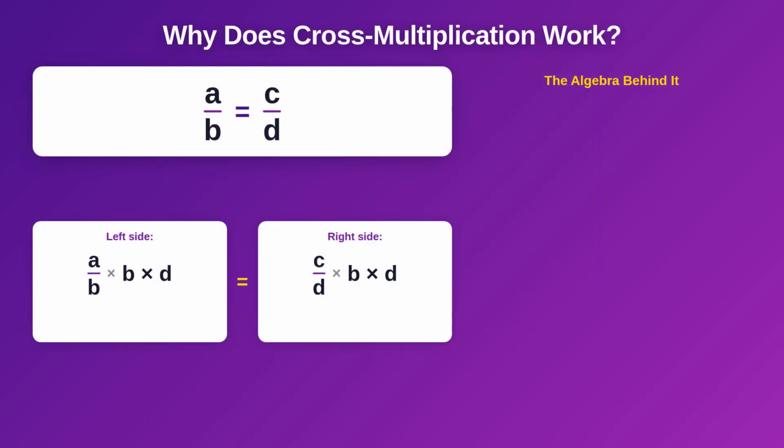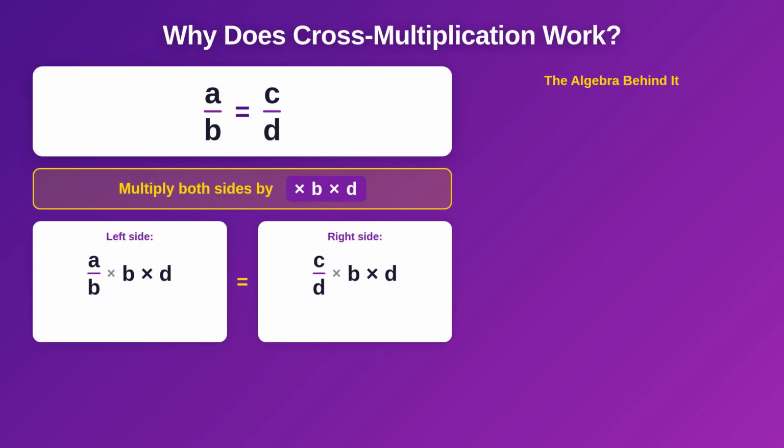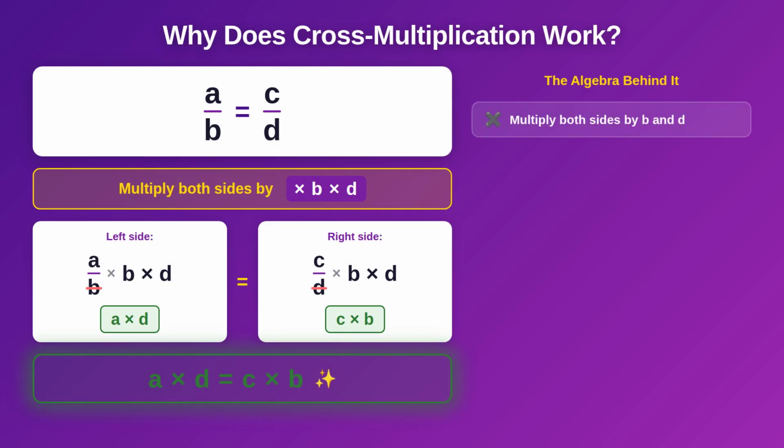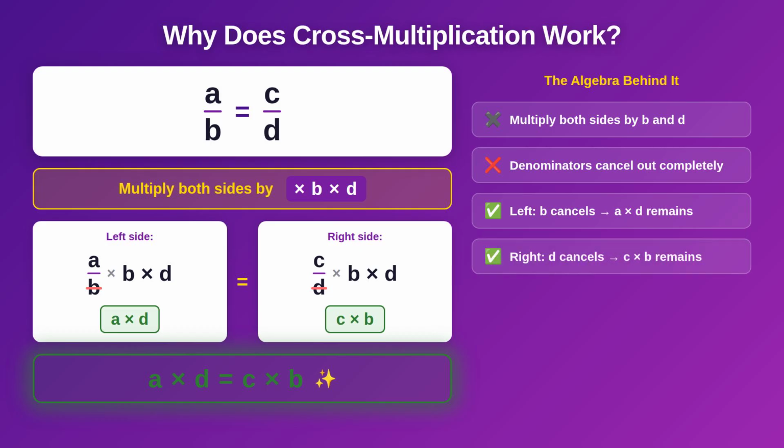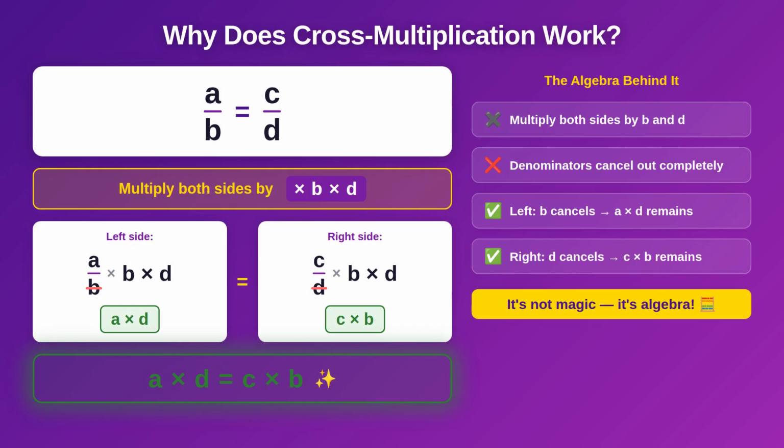Boom. You might be wondering, why does cross multiplication actually work? Great question. When you have a over b equals c over d, you can multiply both sides of the equation by b and by d. On the left side, the b's cancel out, leaving a times d. On the right side, the d's cancel out, leaving c times b. So you get a times d equals c times b. It's not magic, it's algebra. The fractions disappear because you're multiplying to clear the denominators.